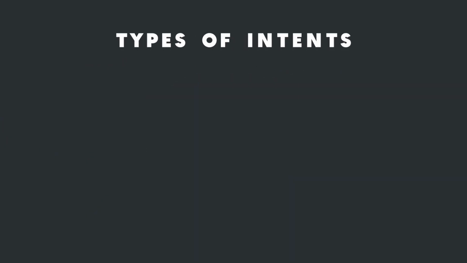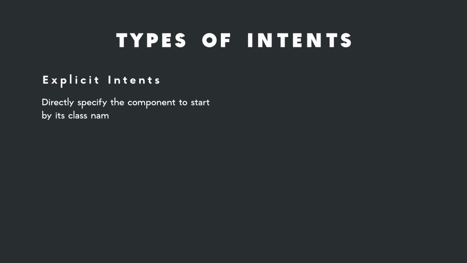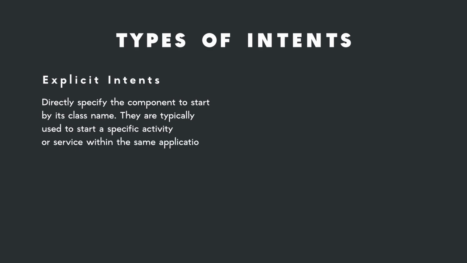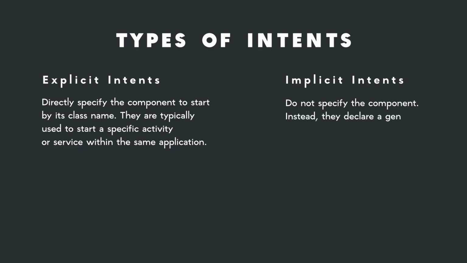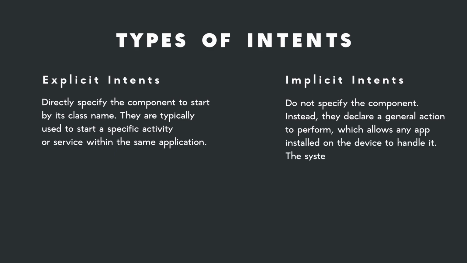We have two types of intents. Explicit intents directly specify the component to start by its class name. They are typically used to start a specific activity or service within the same application. Implicit intents do not specify the component, instead they declare a general action to perform, which allows any application installed on the device to handle it. The system then decides which component to launch based on the intent filters.